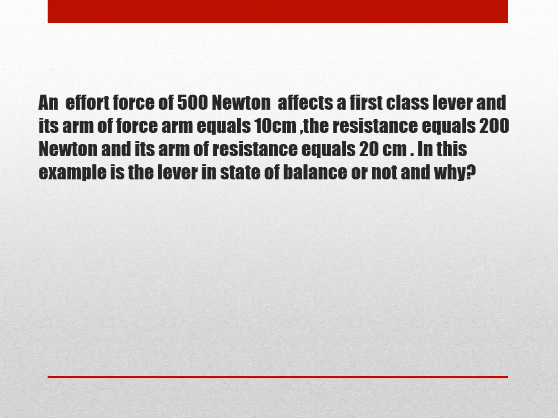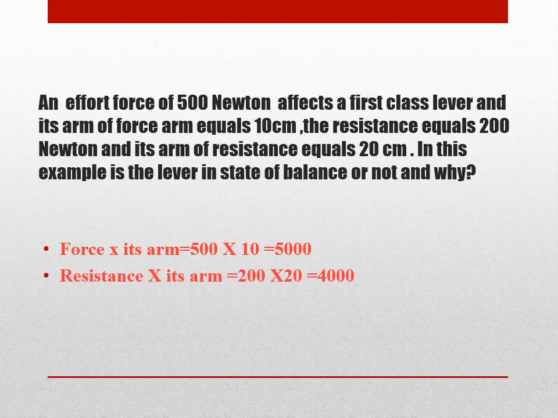Force is given, force arm is given, the resistance is given, and the resistance arm is given. The problem wants you to say, is this lever in a state of balance or not? So we will answer as follows. Force times its arm equals 500 times 10 equals 5,000. Resistance times its arm equals 200 times 20 equals 4,000.